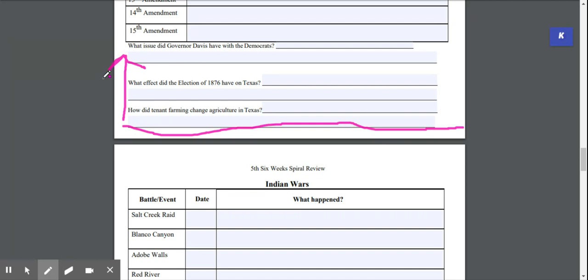It's not going to be hard. All you're basically having to do is look at your handout and fill in the answers that go in the blank boxes for the first assignment.